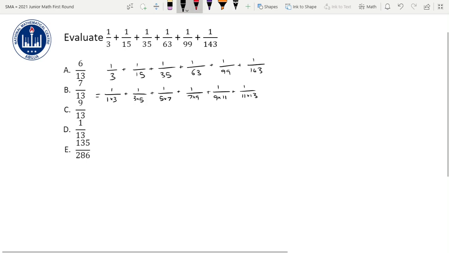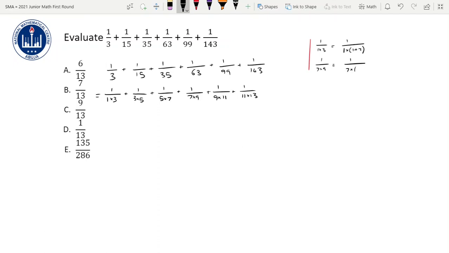Okay, so let's look at a way of rewriting each of these fractions. Notice that 1 over 1 times 3 can be written as 1 over 1 times (1 plus 2). And 1 over 7 times 9, for example, can be written as 1 over 7 times (7 plus 2). So in general, all these fractions can be written as 1 over x times (x plus 2). Let's go about writing this in a better way that will allow us to solve this question.